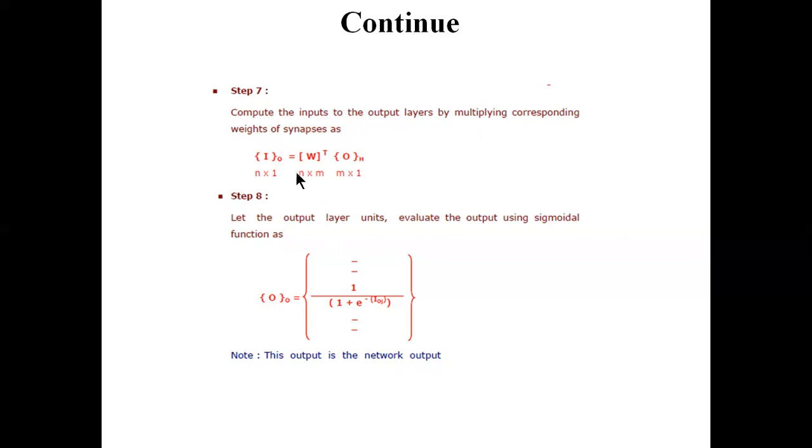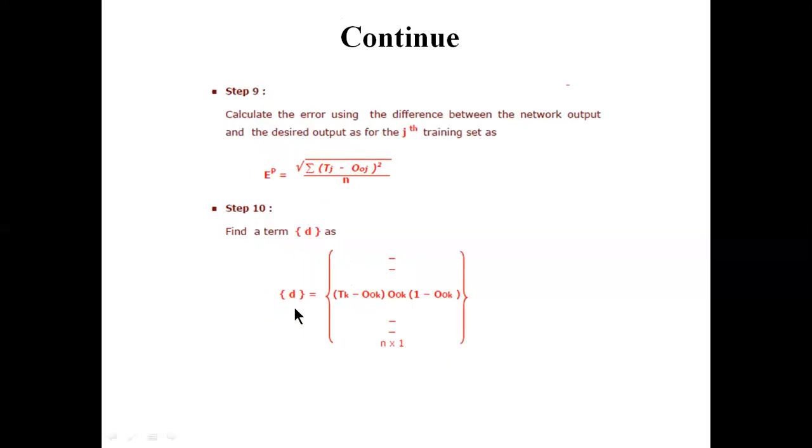Basically this one is nothing but the calculated output. Next, we want to calculate the total error. That is nothing but the mean squared error or root mean squared error. You can use either one. Calculate the error using the difference between the network output and the desired output for the jth training set, and we get EP. You can see that Tj is the actual target value, O is the calculated value, and N is the number of training sets.